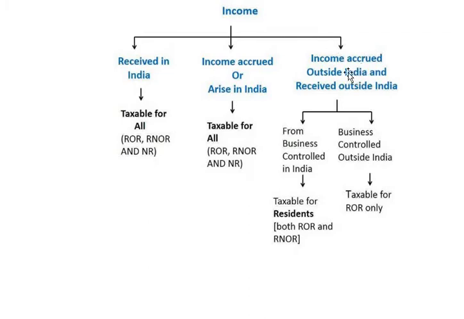So the third category, income is accruing outside India and received outside India. This is nothing but our foreign income which is received outside India. So in this category, we will have to see from where the business is controlled. If the business is controlled from India, then taxability is for ROR and RNOR. It is not taxable for non-residents here. Very important point to understand.